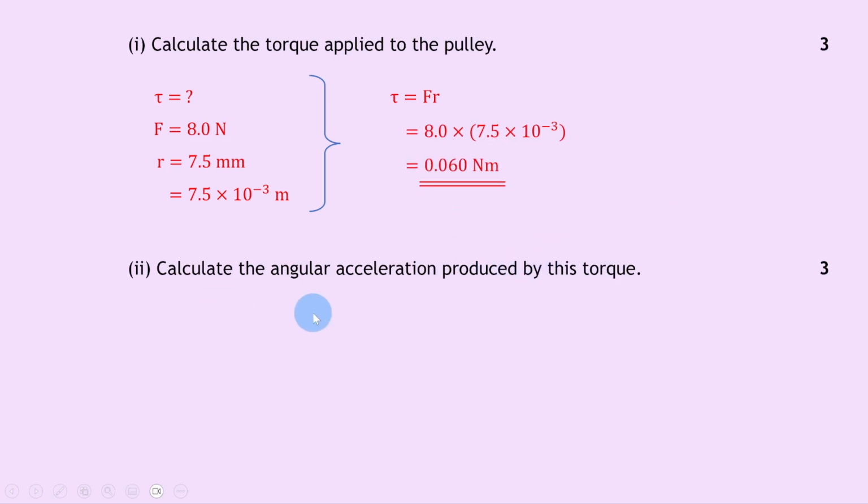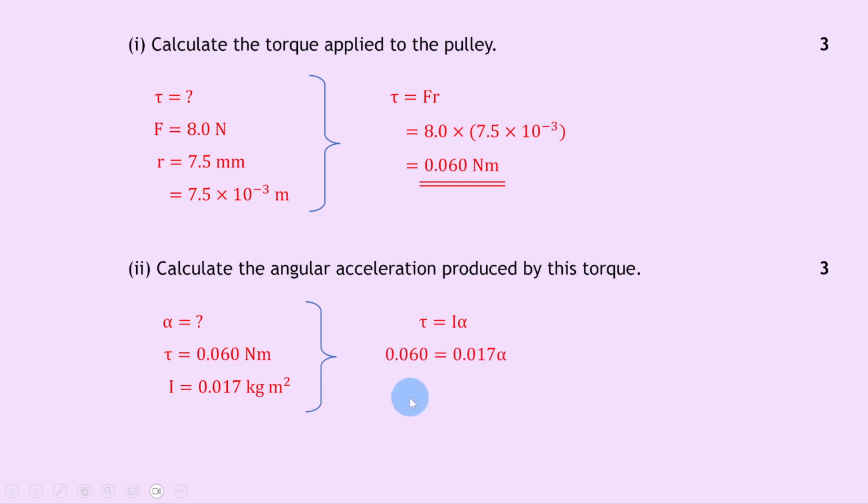B part 2 says calculate the angular acceleration produced by this torque, and again there's 3 marks available. Well, writing down what we know from the question this time, we're trying to find the angular acceleration alpha. We now know that the torque tau is 0.060 Newton meters, and the moment of inertia I is 0.017 kilogram meter squared, which remember we calculated in part A for the disc. So writing down the relationship between angular acceleration, torque, and moment of inertia, we have tau equals I alpha. Substituting in the numbers gives 0.060 equals 0.017 alpha, and dividing both sides by 0.017 to get alpha on its own should give you an answer of alpha equals 3.5 radians per second squared.